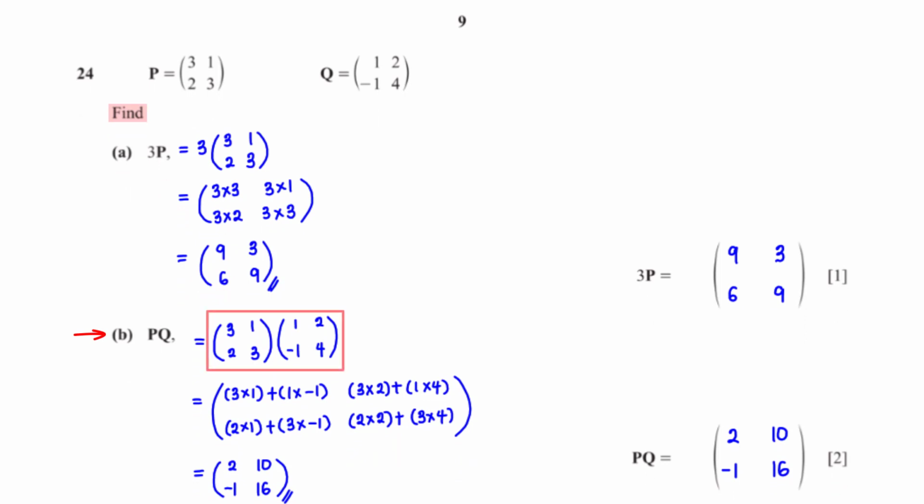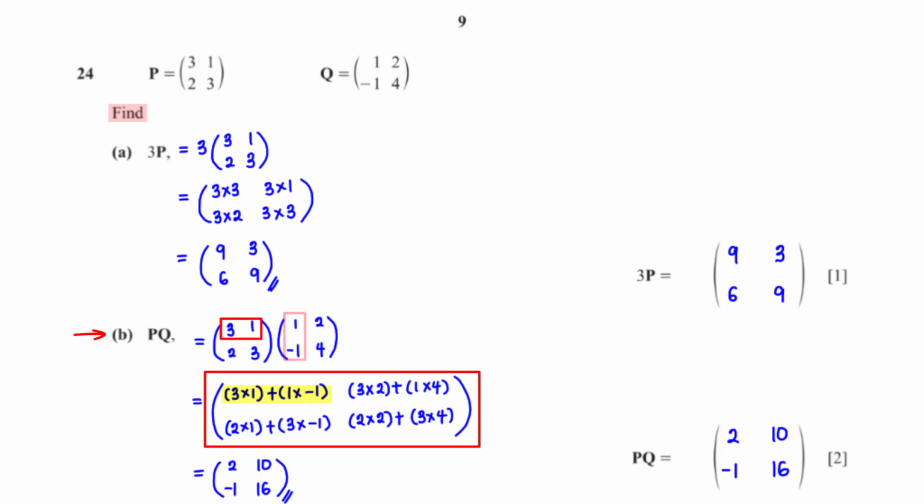Find PQ. Since the two matrices are 2 by 2, the resulting matrix would also be 2 by 2. To get the elements in this position, we multiply the elements in row 1 of the first matrix with the elements in column 1 of the second matrix. So 3 times 1 plus 1 times negative 1 gives us 2. To get the element in this position, we multiply the elements in row 2 of the first matrix with the elements in column 1 of the second matrix. So 2 times 1 plus 3 times negative 1 gives us negative 1.